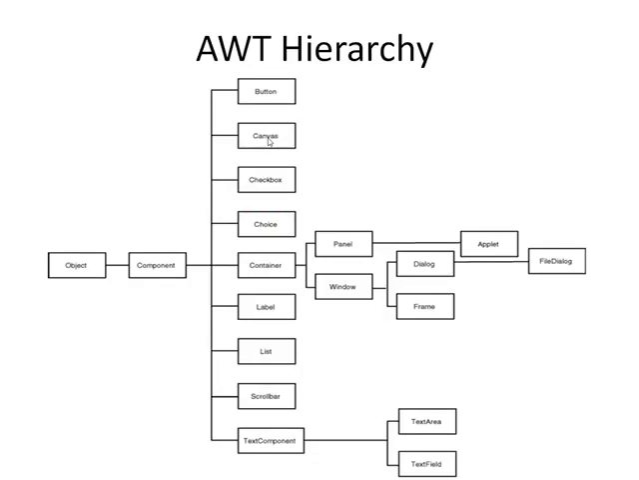This is the hierarchy of AWT. That means these are the classes available in AWT package. Here, this component is the parent class to all the classes. And this button class, canvas class, checkbox class, choice class, label class, list class, scroll bar, text component, all these are the derived classes of this component class.